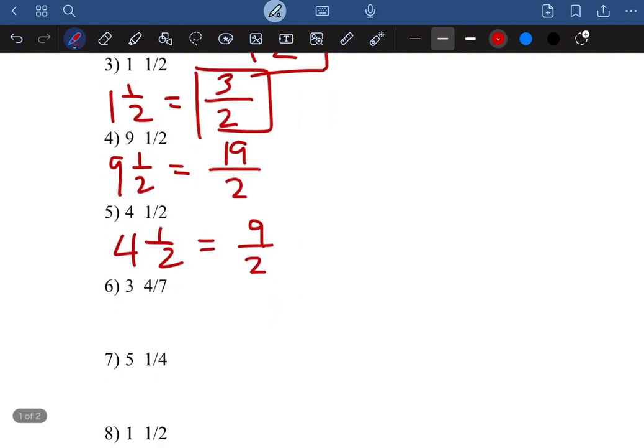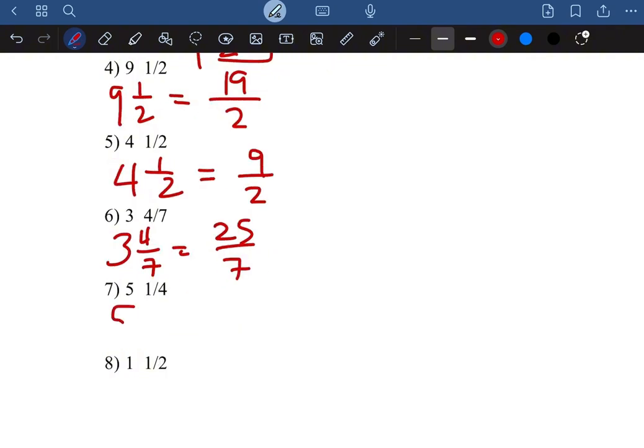Number 6, we have 3 and 4 over 7. The bottom is 7. We're going to multiply the whole number, which is 3, by the denominator, which is 7. 7 times 3 is 21, and we're going to add the numerator. 21 plus 4 is 25. Number 7, we have 5 and 1/4. So again, the denominator is going to be 4. 5 times 4 is 20, plus 1 is 21.